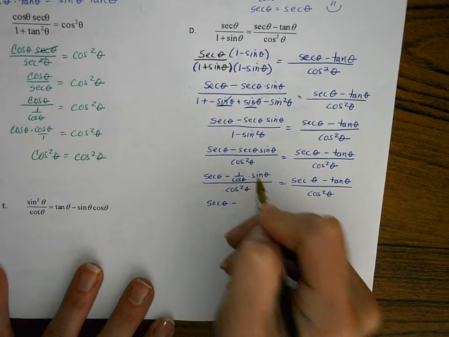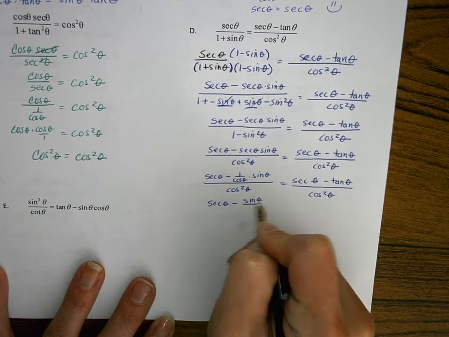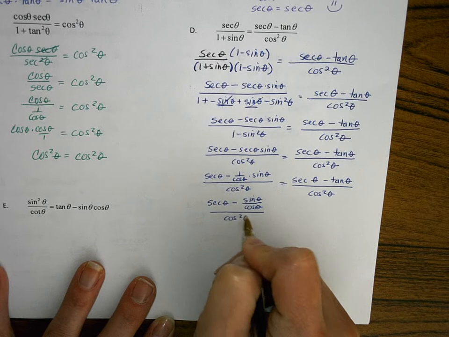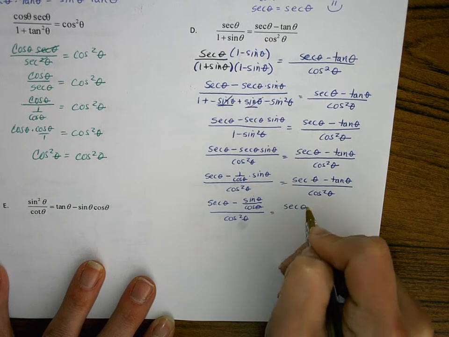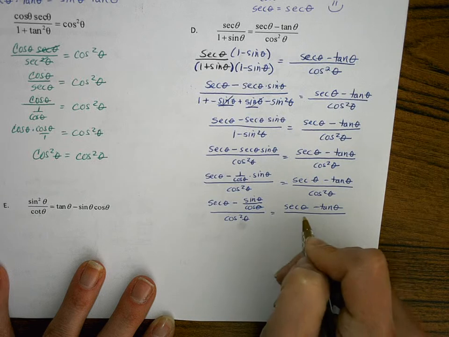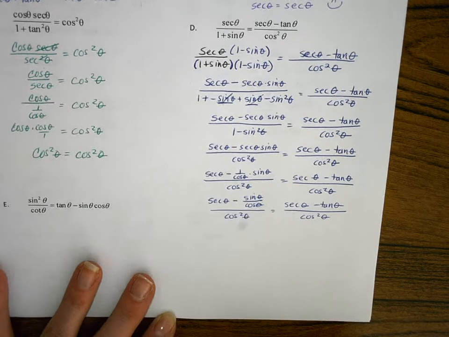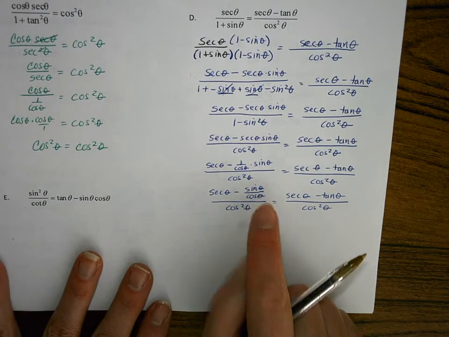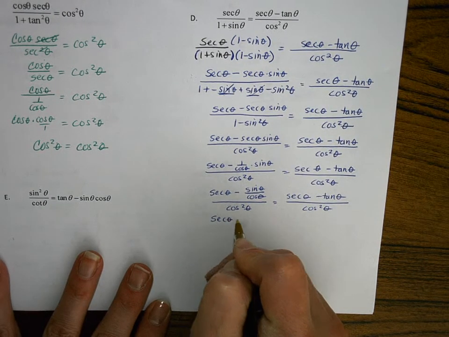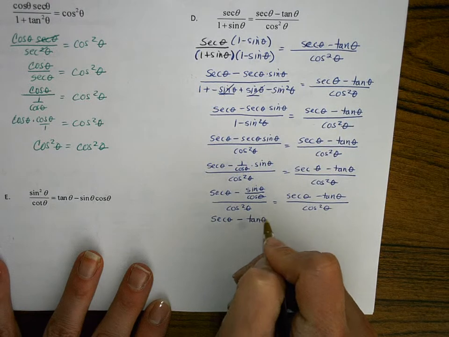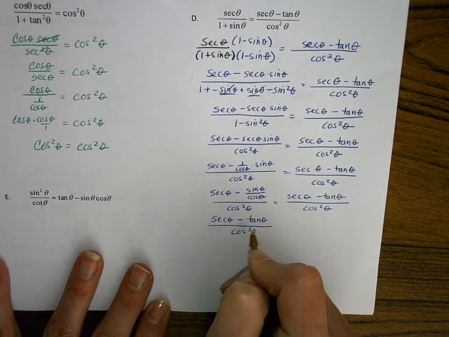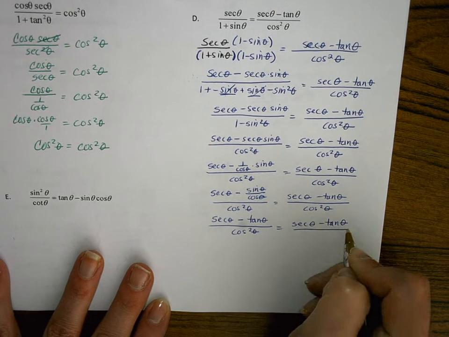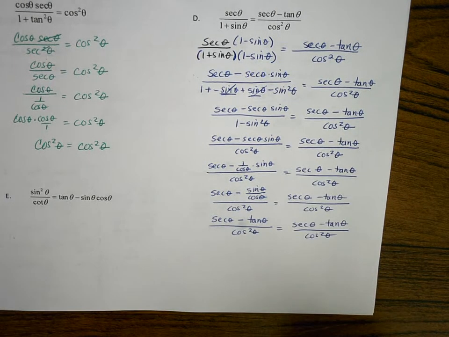Okay, so secant minus 1 over cosine times sine is going to be sine over cosine of theta all over cosine squared of theta, which is equal to secant minus tangent all over cosine squared. All right, any thoughts? Absolutely. Sine over cosine is tangent, so the secant of theta minus sine over cosine, which is tangent of theta, all over cosine squared of theta is equal to secant of theta minus tangent of theta all over cosine squared of theta.